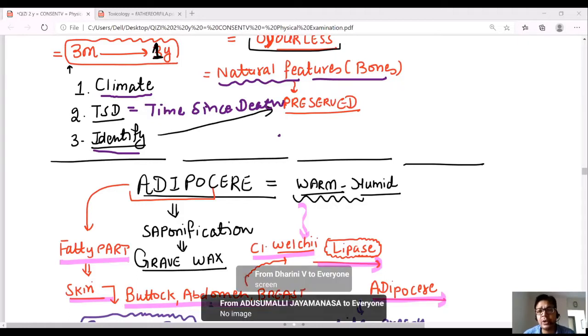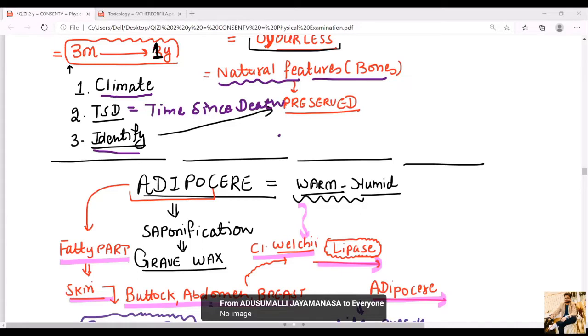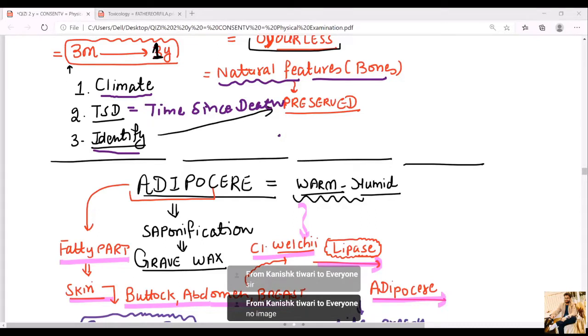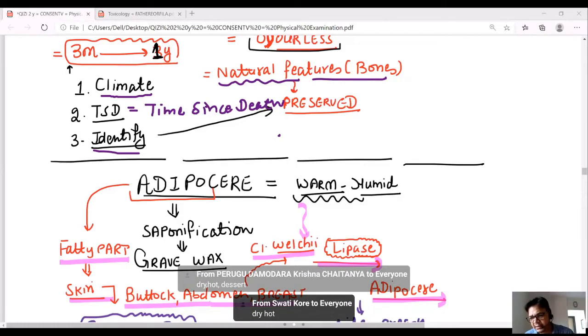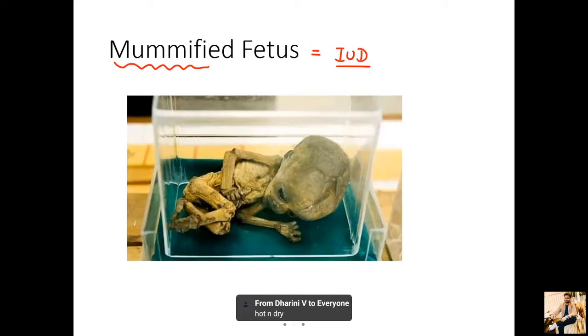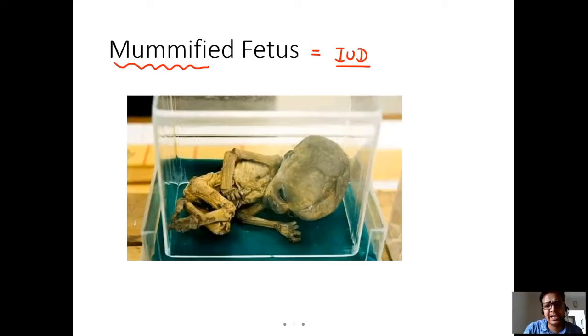Anyways, sir, revise a little with me. First question. Which climate favors mummification? Sir, no image was visible. Never mind. Now you can see? Yes, sir. Okay, this is a mummified fetus. This is a shrunken mass, which is a sign of intrauterine death. This is known as a mummified fetus. Come on, revise with me.